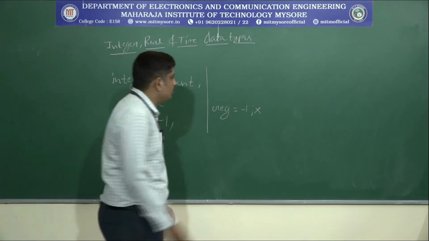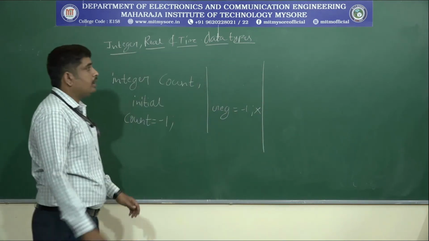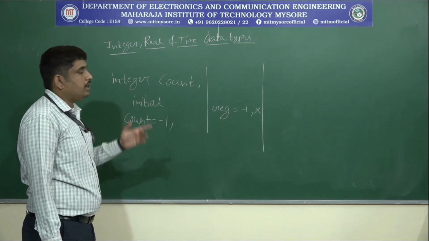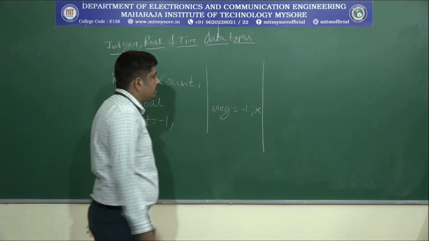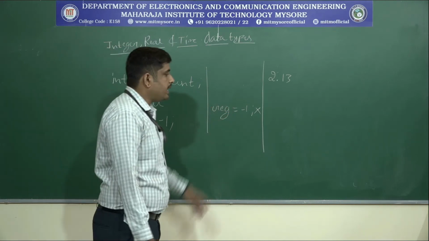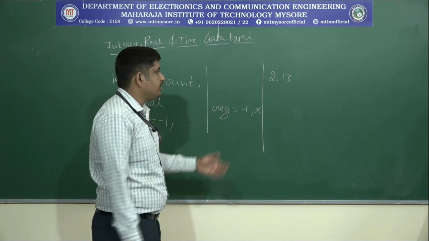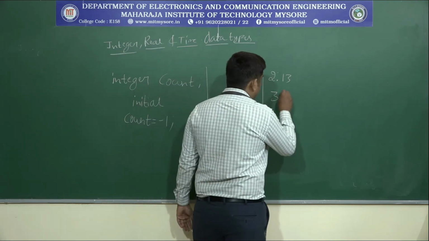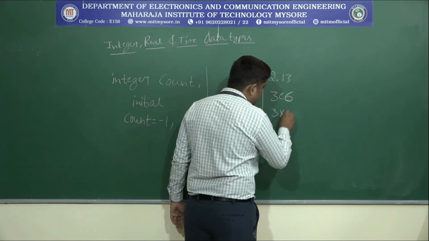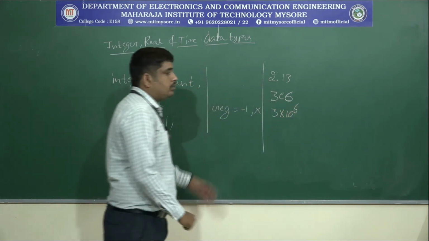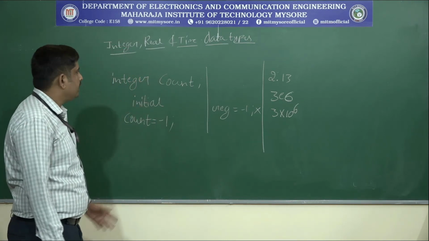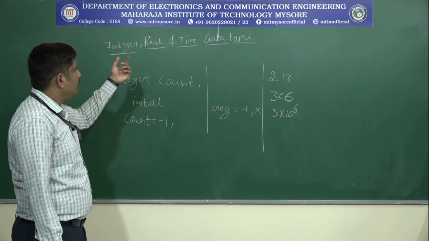Next, move on to real. Real is a data type or a constant, used to represent decimal notation, such as 2.13. Let's take one more example, an exponential form: 3e6. The meaning of this is 3 into 10 power 6. That is possible with real. The keyword for the real data type is real.